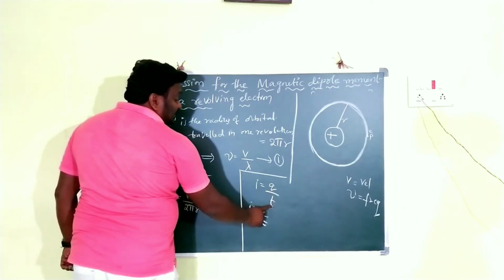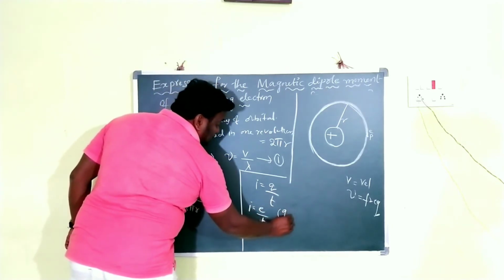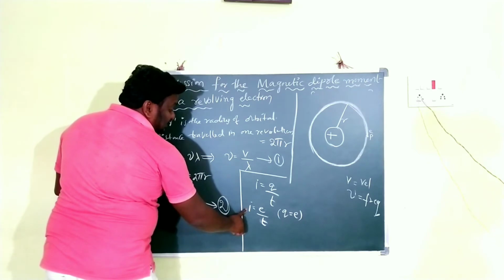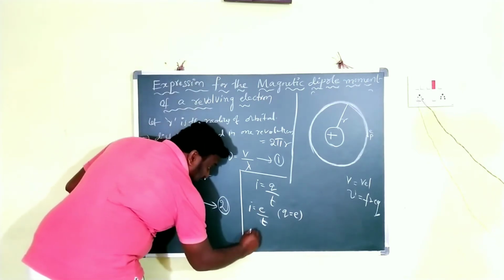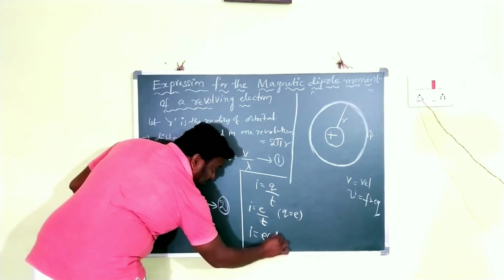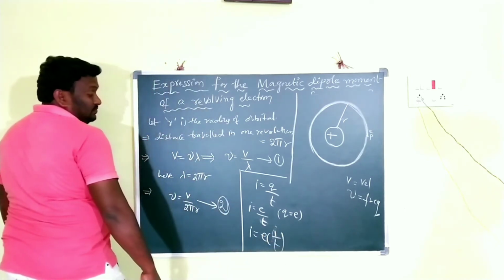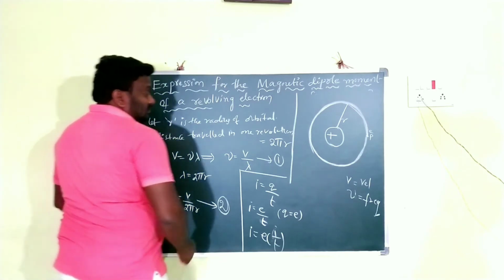I is equal to q by t. Here q is equal to e, small e. Then I is equal to e by t. This equation can be written simply as e into 1 by t. Clear?